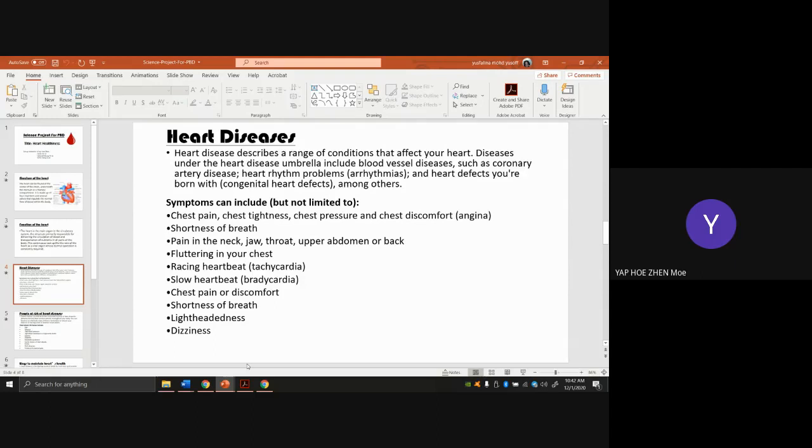Symptoms can include, but are not limited to, chest pain, chest tightness, chest pressure and chest discomfort (angina), shortness of breath, pain in the neck, jaw, throat, upper abdomen or back, fluttering in your chest, racing heartbeat (tachycardia), slow heartbeat (bradycardia), chest pain or discomfort, shortness of breath, lightheadedness, dizziness. Okay, next teacher.